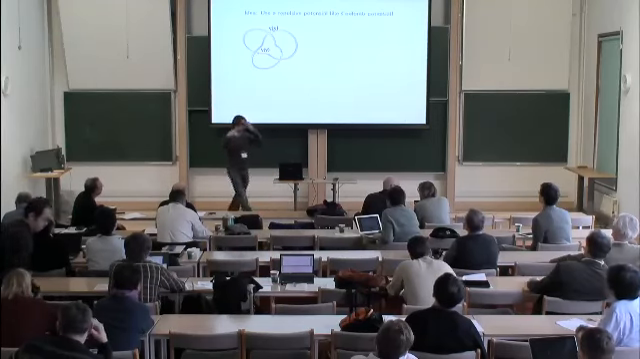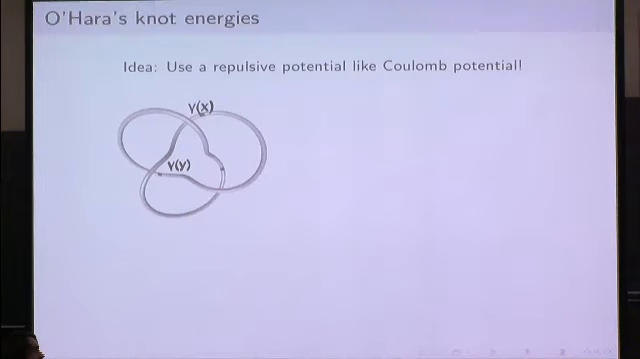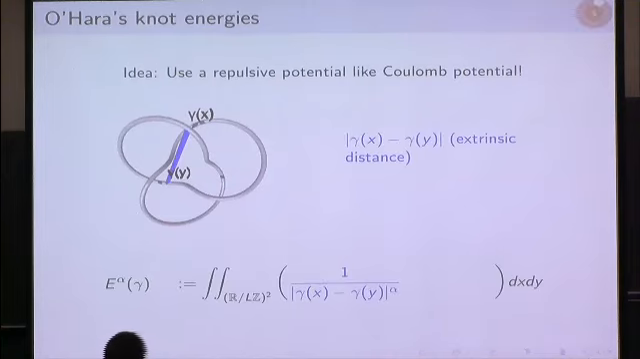So we have to actually construct such an energy, and the thing that prevents us from running out of this knot class is punishing self-intersections, and we do that using repulsive potentials. That was an idea due to O'Hara, and we all know one repulsive potential, the Coulomb potential. So maybe it's a good idea to start with that one.